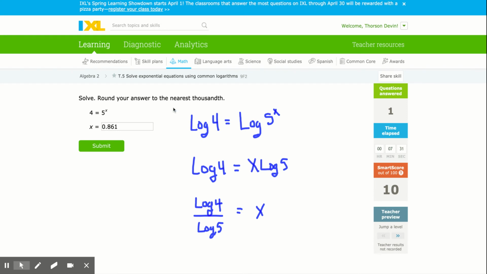Again, I followed the same process here. I took the common log of both sides of this equation. That enables me to bring the x out in front of the log base 5, which I can then divide by in order to get x by itself. So I have common log 4 divided by common log of 5. I do this on a calculator, and I get 0.861 because it says round to the nearest thousandth.